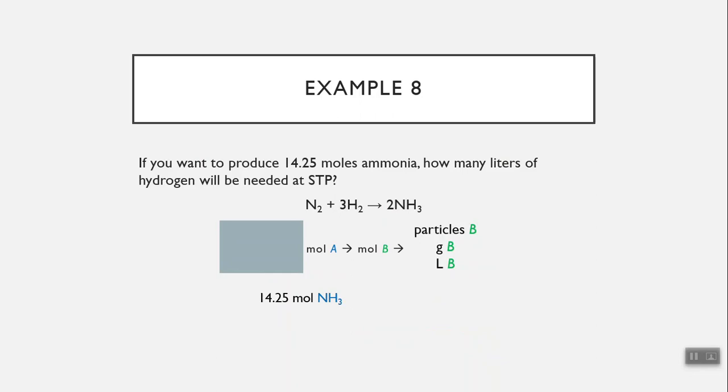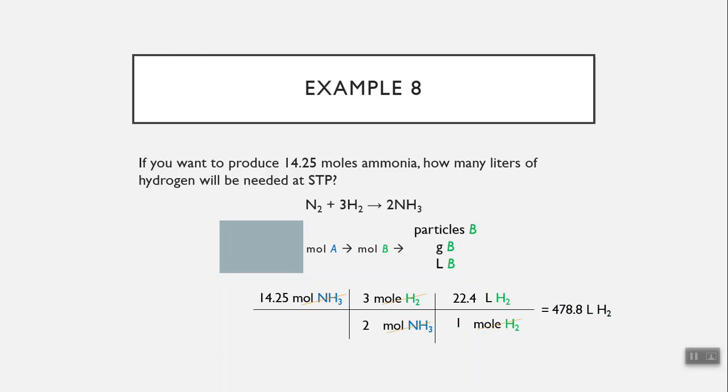So we start with our given, 14.25 moles of ammonia. We're going to go into our desired substance, moles of hydrogen, and out to liters of hydrogen. Replace it with the fence, copy down your previous unit, mole over mole, that's our mole ratio, 3 to 2, and again, liters over moles, that's our molar volume. 1 mole is equal to 22.4 liters. Cross out your like units, multiply and divide, and you get an answer of 478.8 liters of hydrogen.